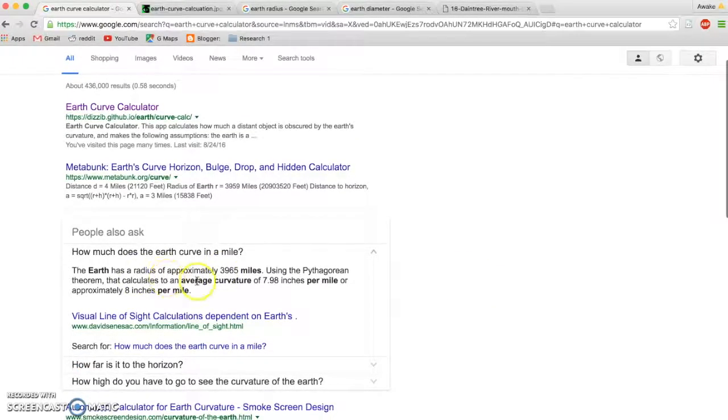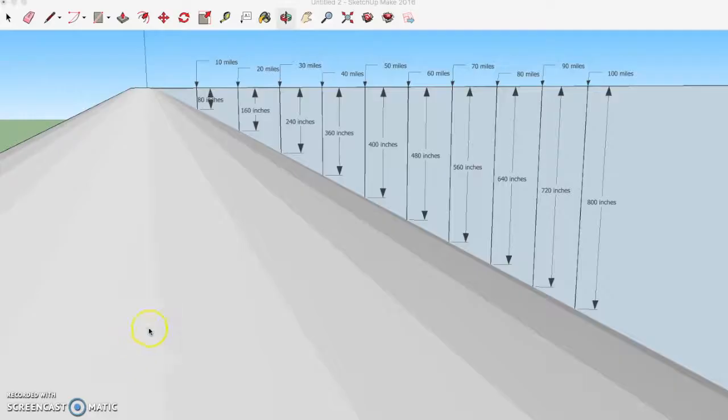It says the Earth has a radius of approximately 3965 miles. Using the Pythagorean theorem, that calculates to an average curvature of 7.98 inches per mile, or approximately 8 inches per mile. Well, that's only a partial truth because it's only correct for the first mile. After that, it becomes very wrong, and I want to show you that. I want to show you if what they were saying there, that the curvature of the Earth is 8 inches per mile, this is how that would look.